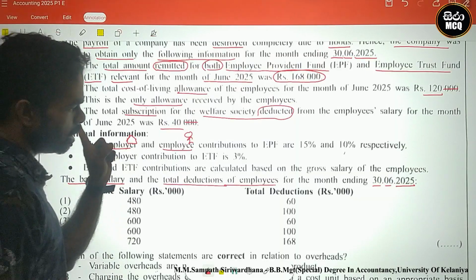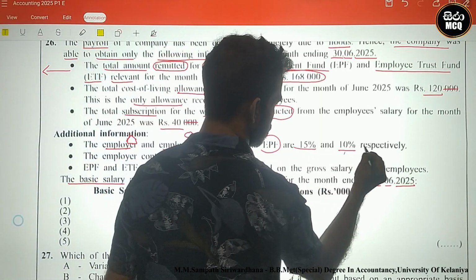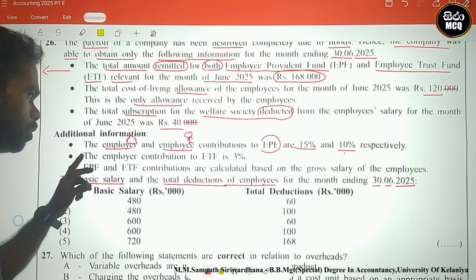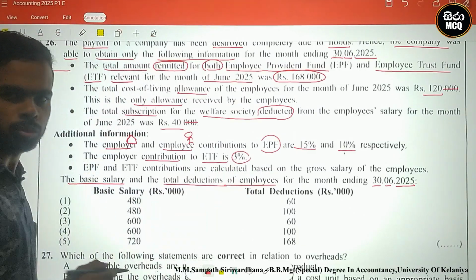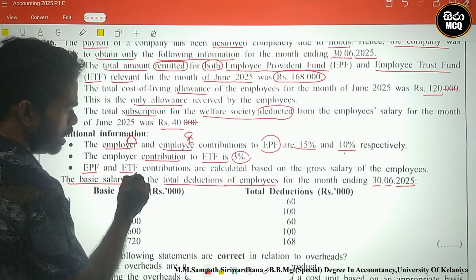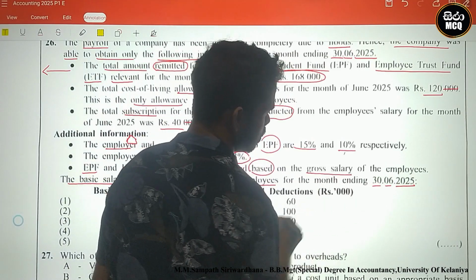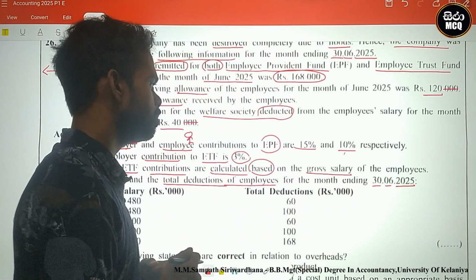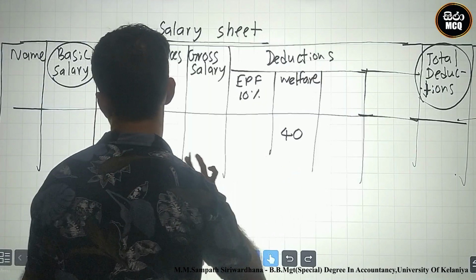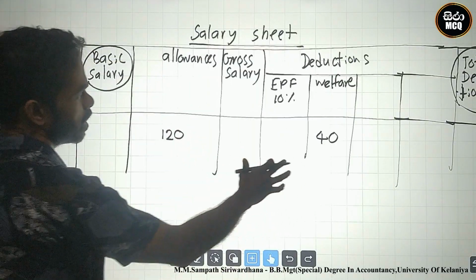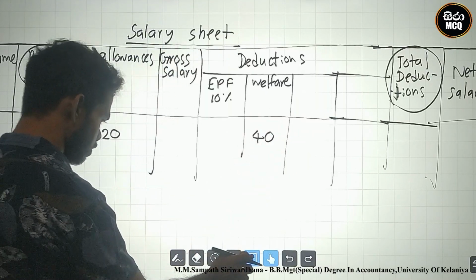Okay, employer and employee contribution to EPF is 15% and 10% respectively. You know that the employer contribution to ETF is 3%. Look here, EPF and ETF contributions are calculated based on the gross salary of the employee. In that time there is no information related to this salary sheet, they only provided allowances and one deduction. After that we can find some information.